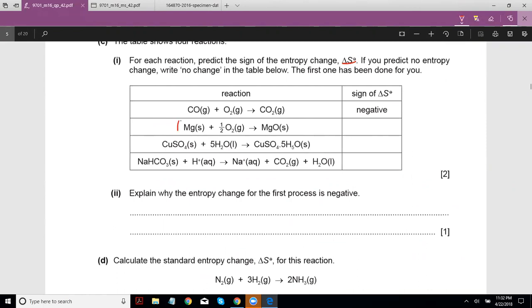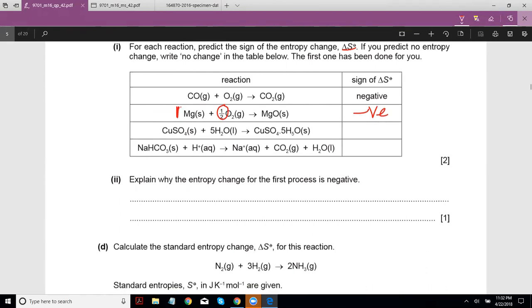You were going from gas to a solid. Gas to a solid means the entropy change should be negative because it decreases. Another way to look at this is that this was 1 mole, this was half, so you're going from 1.5 moles to 1 mole. You go to fewer moles, you have less entropy. You decrease entropy. Even more negative, yes.